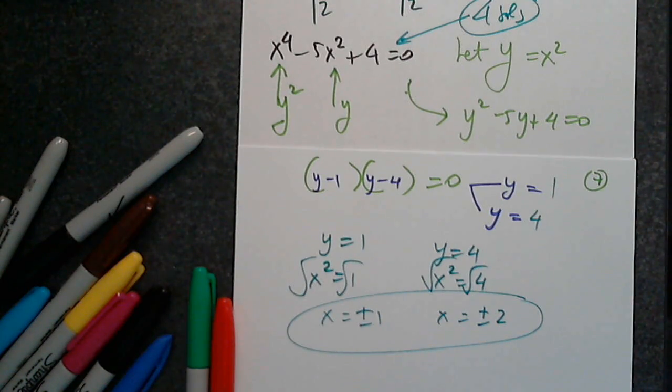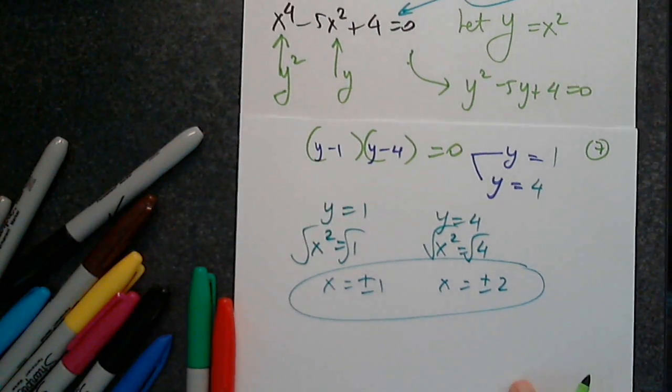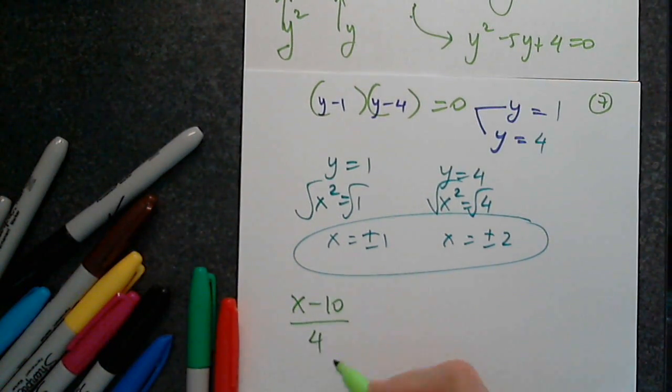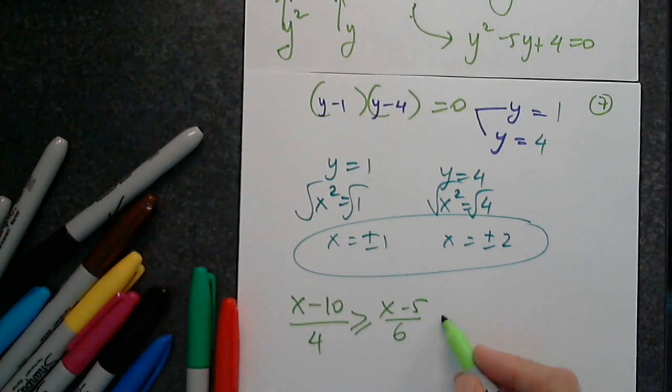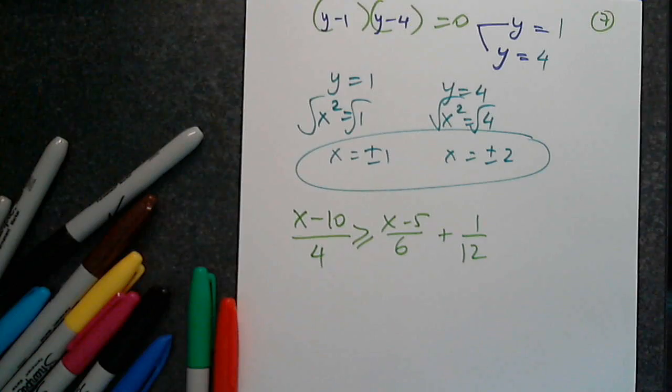Last problem on page 2. An inequality. X minus 10 over 4 greater than or equal to x minus 5 over 6 plus 1 over 12. What type of inequality is this? It's linear and it doesn't have x in the denominator. Linear. What would you like to do?